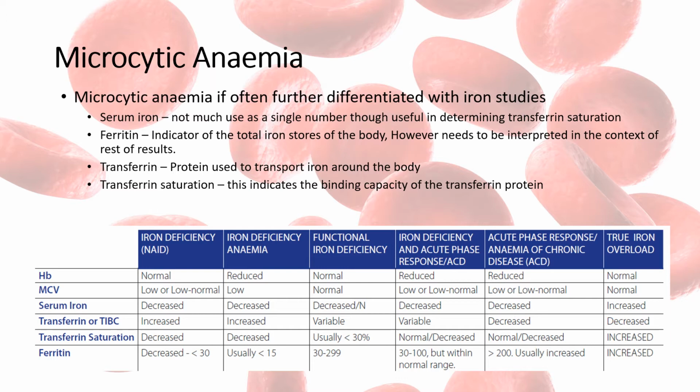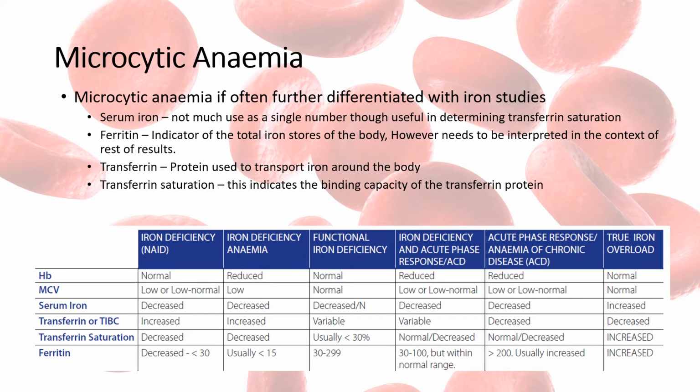Transferrin is an iron transport protein. This is a proxy for the total usable iron in the body and is commonly increased in the setting of iron deficiency anemia in an attempt to meet the requirements for cellular production of hemoglobin. Finally, transferrin saturation indicates the binding capacity of the transferrin protein, and again is another proxy for determining the iron levels in the body.